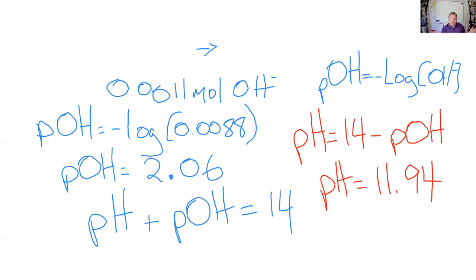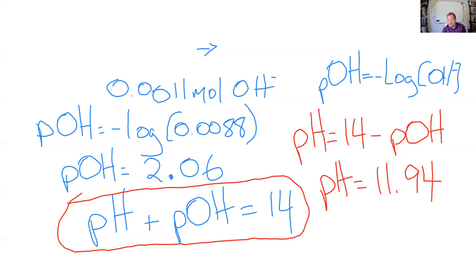Regardless of where you start and what your excess reactant is, you're going to go through one of two pathways to figure out pH. For these acid-base reactions, in this class, we're only dealing with strong acids and strong bases, so it's all just stoichiometry. Find out your excess reactant. If your excess reactant is the acid, take your negative log and you're done. If it's not, you take your negative log and then do this, and then you're done.